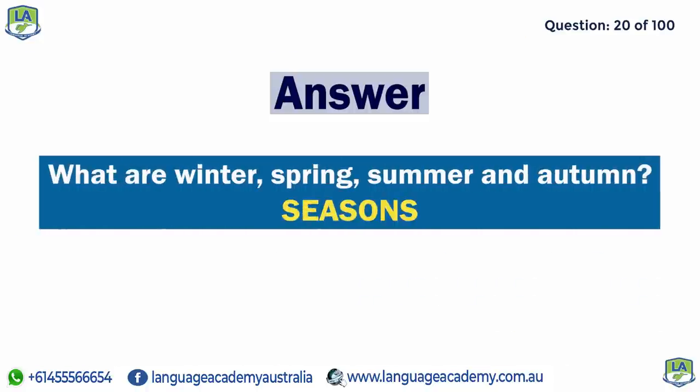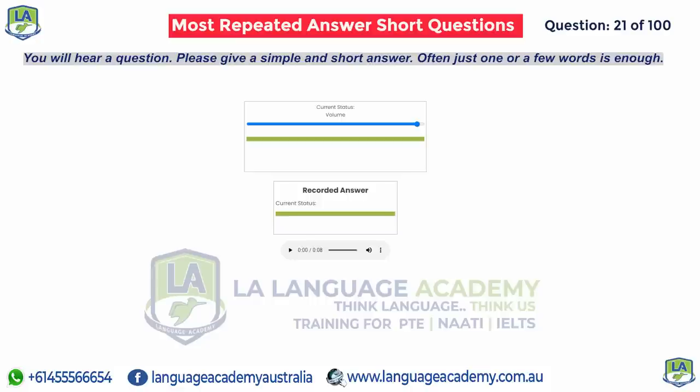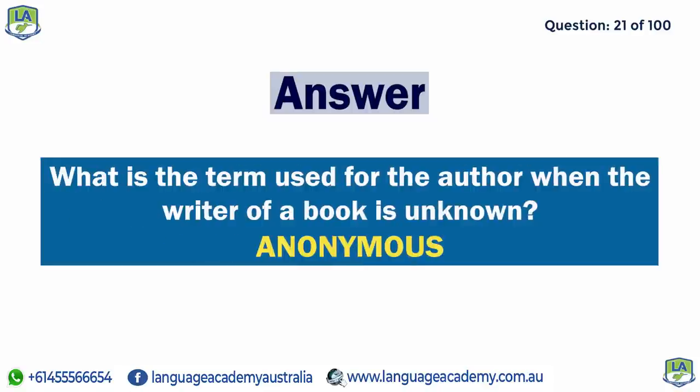What are winter, spring, summer, and autumn? Seasons. What is the term used for the author when the writer of a book is unknown? Anonymous.